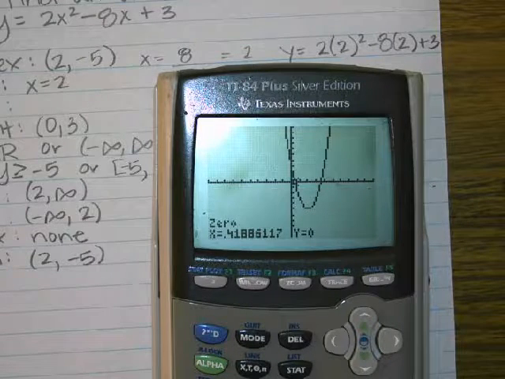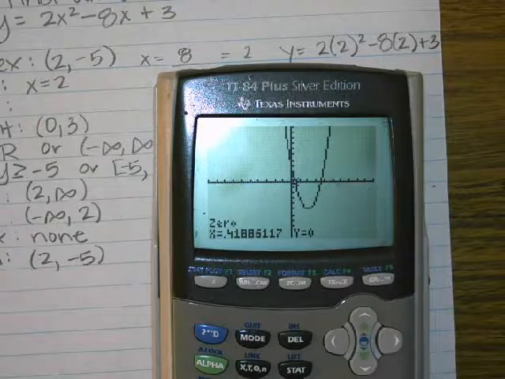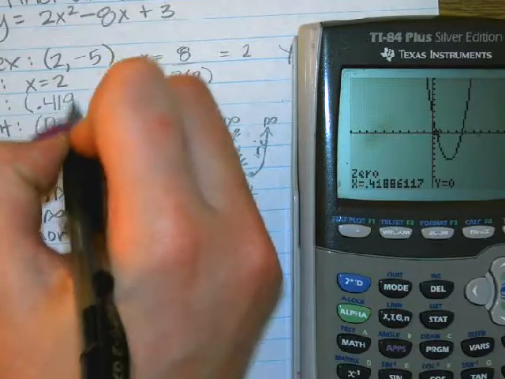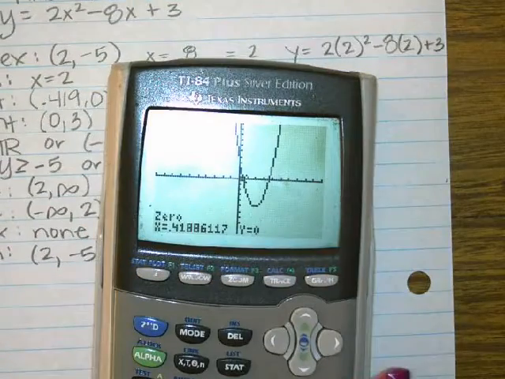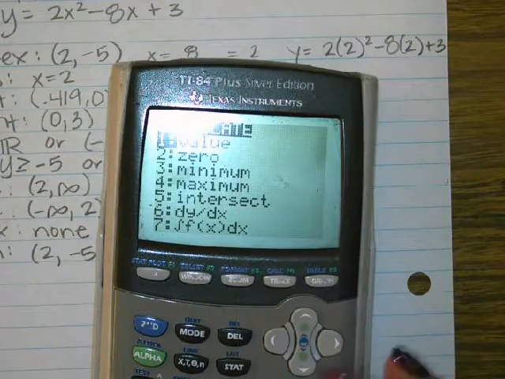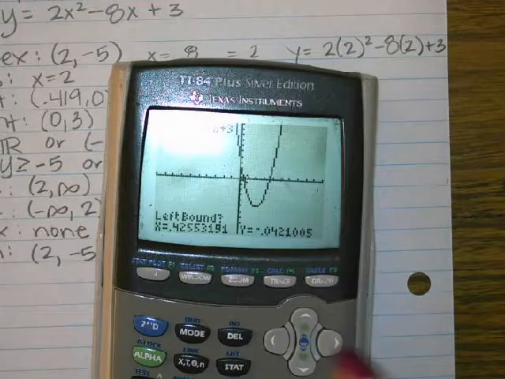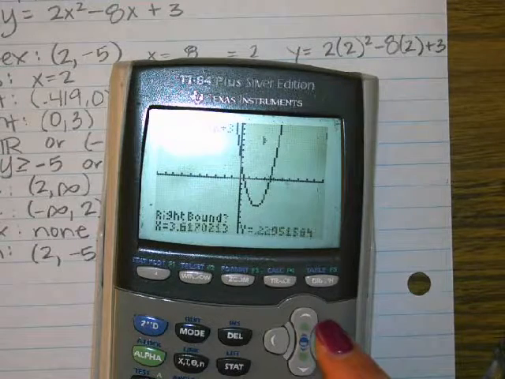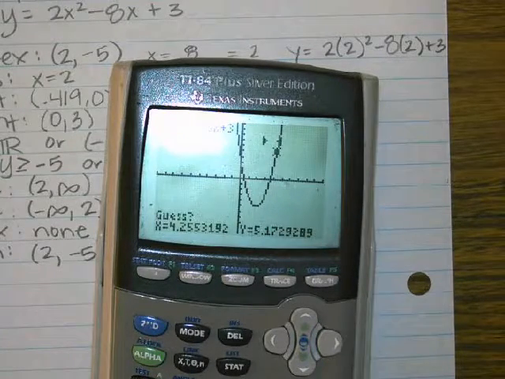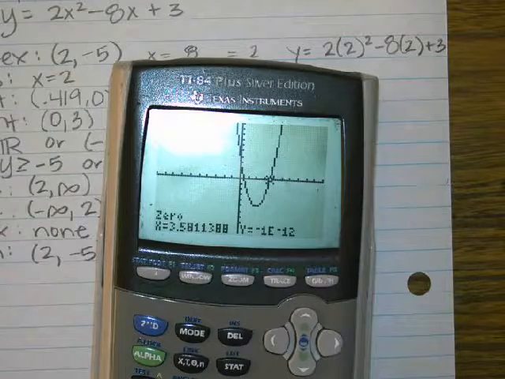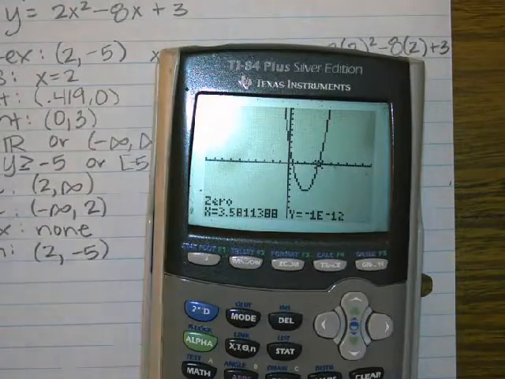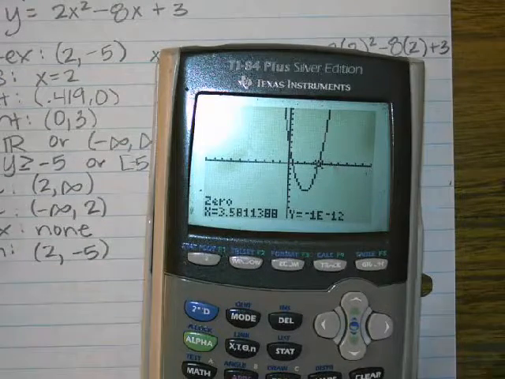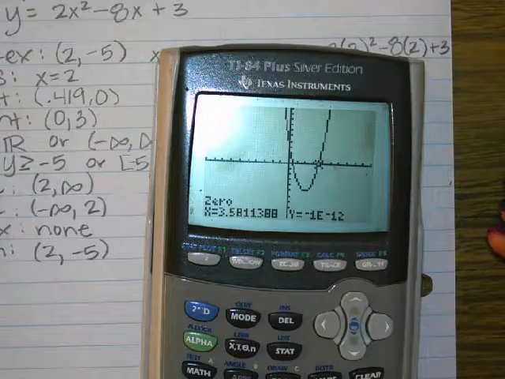If I want to write 3 decimal places, what should they be? 0.419. Yeah, 0.419. And then if I look for the other one, second trace again, option number 2 again. There's my left bound. And my right bound. If I did 3 decimal places for this one, what would they be? 3.581. All right, so what did we get for the x-intercept? 3.581.